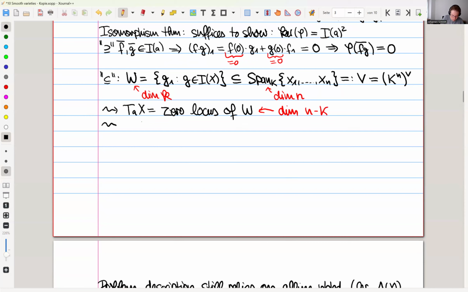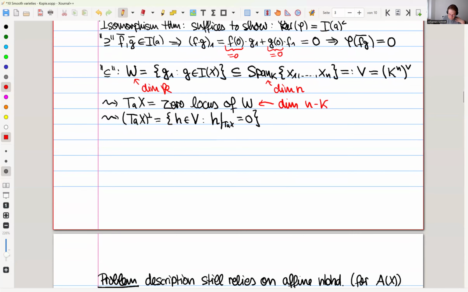And then if you take kind of the orthogonal complement in the following sense, so if you take the set of H in V such that H restricted to the tangent space is 0, the linear polynomials restricting to 0 on the tangent space, then, well, taking the orthogonal complement, you again get the complementary dimension. So this is of dimension k again. And clearly, it contains W, because all of these have the property, by definition of T_A, that they restrict to 0 on there.